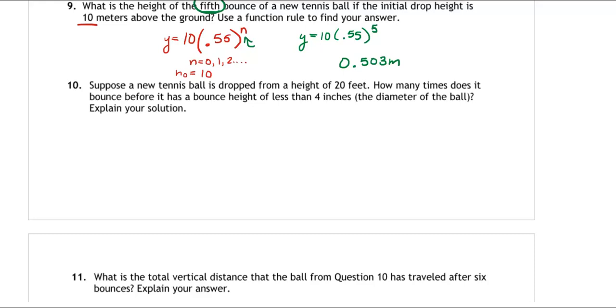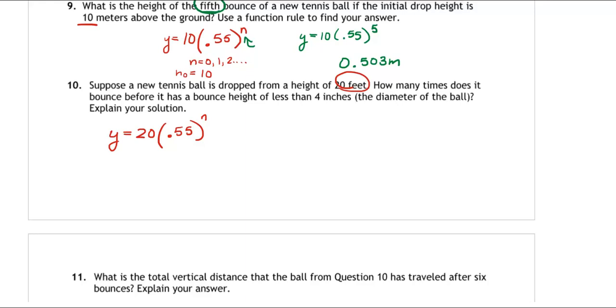So I need to write a function rule. Just like the previous one, I'm going to write a function rule for this one. If you want to, go ahead, pause the video, try it on your own, and make sure you can see how to come up with the function rule. So for my function rule, I take that initial amount. It's dropped from a height of 20 feet, so I have y equals 20 times, and how is it changing? Again, this is a tennis ball, so it would be 0.55, because that's the rebound percentage for a tennis ball outside of the can. And then this is to the n power.